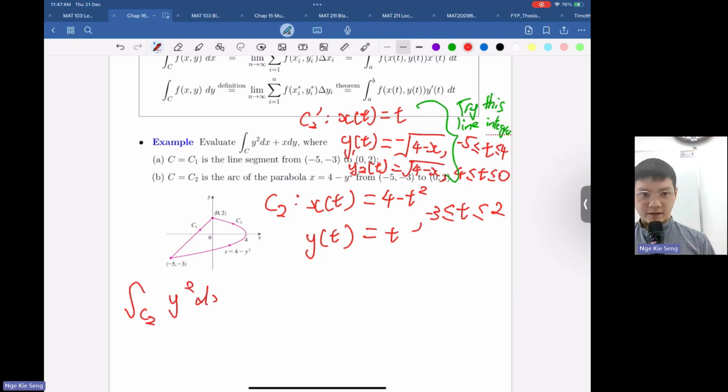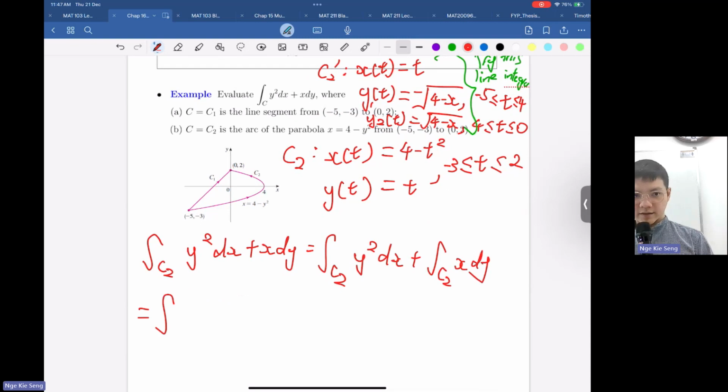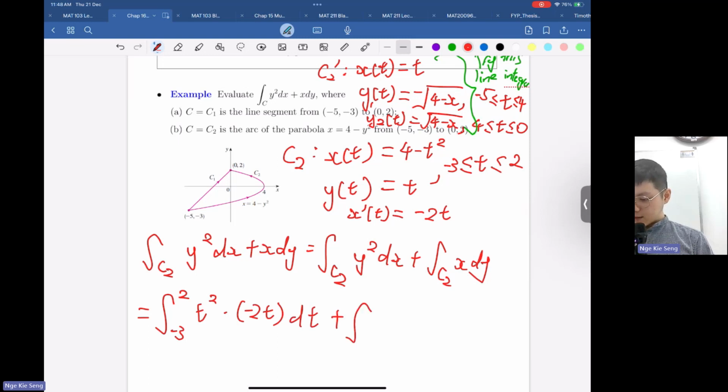integrate y squared dx plus x dy over C, which equals the integration over C2 of y squared dx plus the integration over C2 of x dy. And then you just substitute your integration domain, okay? And then y squared in C2 becomes e squared, okay? And then what is the y prime, x prime here in the x direction? You get minus 2t. Okay, so times minus 2t dt. Okay, plus C2 again, so minus 3 to 2.